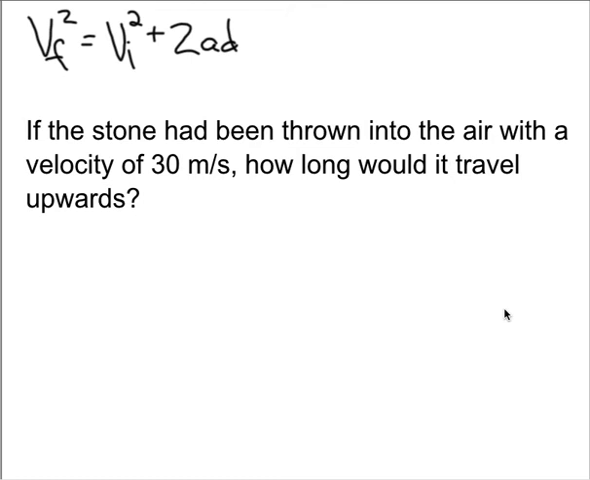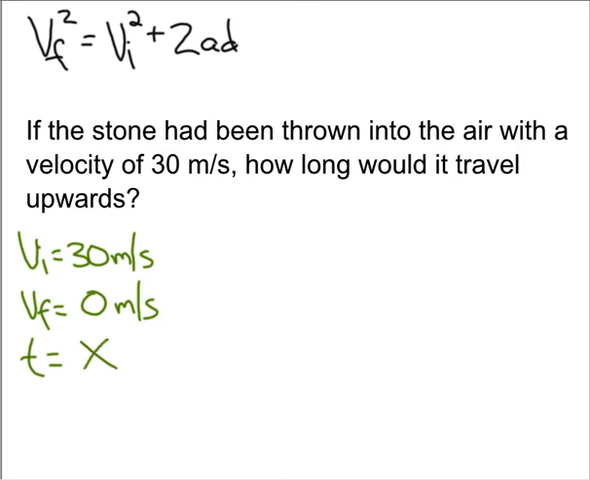I think you know that when you throw an object into the air, it slows down. Gravity is pulling on it. Hey, you throw it up, but gravity is pulling it down. That's really important to remember. It's thrown into the air with a velocity of 30 meters per second. That's its initial velocity. We want to know how long it's going to travel upwards, which means it's eventually going to stop traveling upwards. So its final velocity will be brought to 0 meters per second after a certain time. That's what we're trying to find.